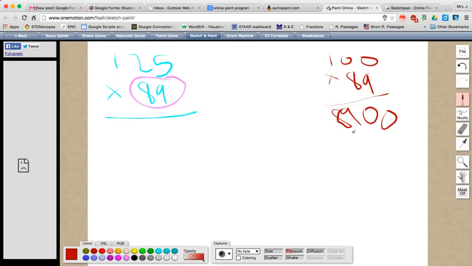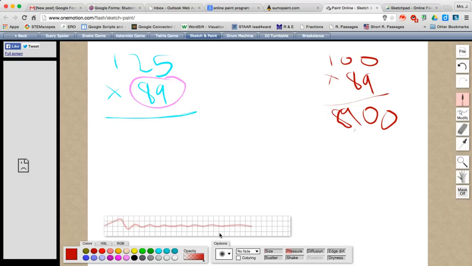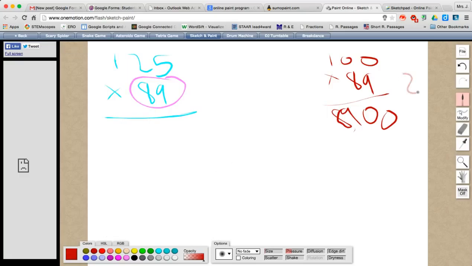So by the end of this, I should have 89 times 100. And let me try out this paintbrush, see if that's better. A little bit more fluid.